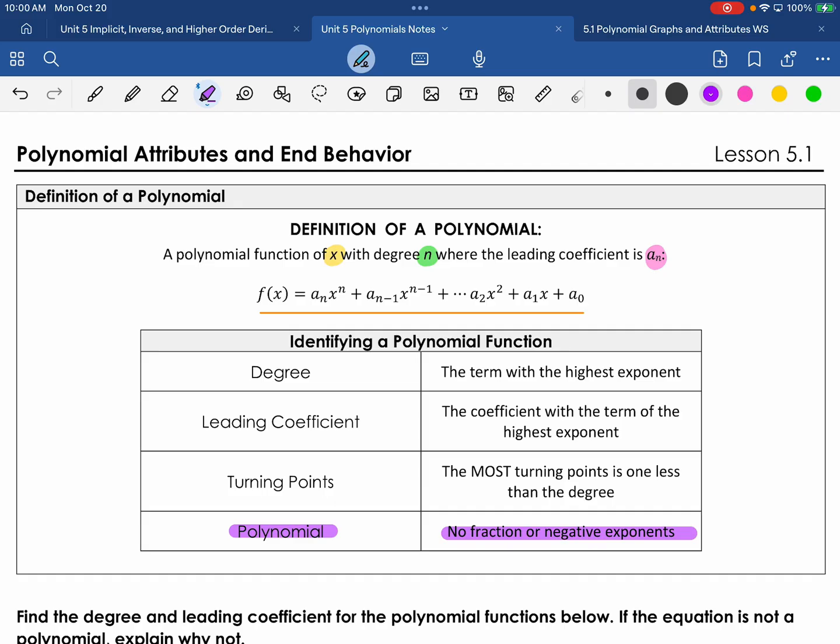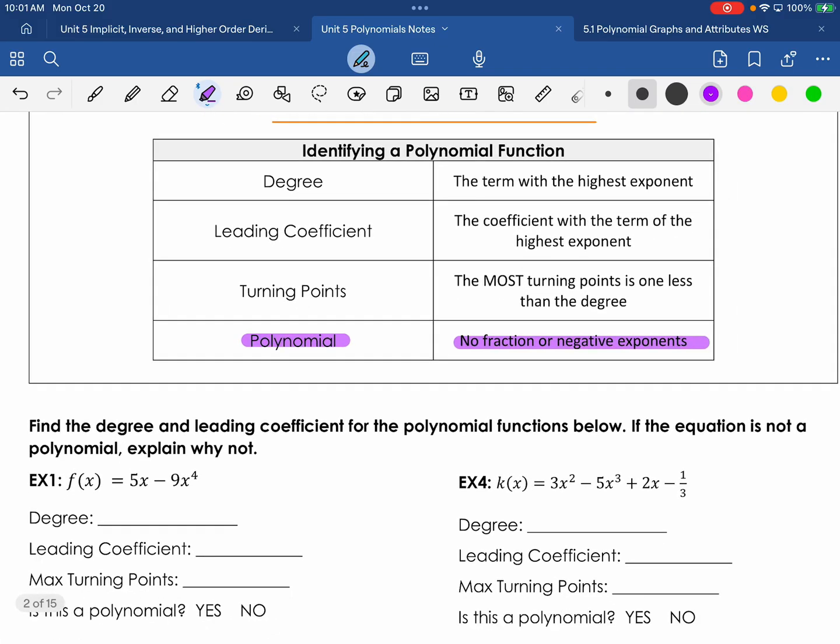So if you had a degree 3, at most you could turn twice. So it would snake, it would go 1, 2, and it would kind of look like a snake. And if it was a quadratic, a degree 2, how many times can you turn for a quadratic? Once. And so it'll just go like a U, and it'll turn 1 time. All right, so it all kind of matches up. Now, you don't have to turn that many times, but that's the most you can turn.